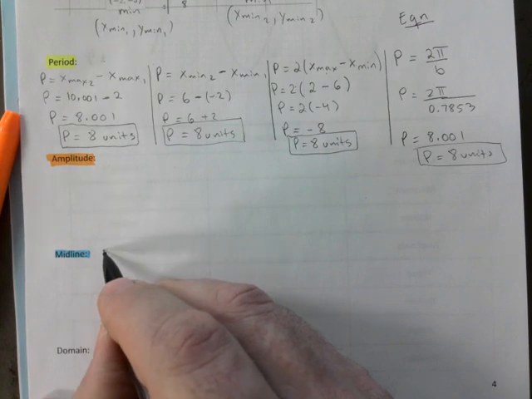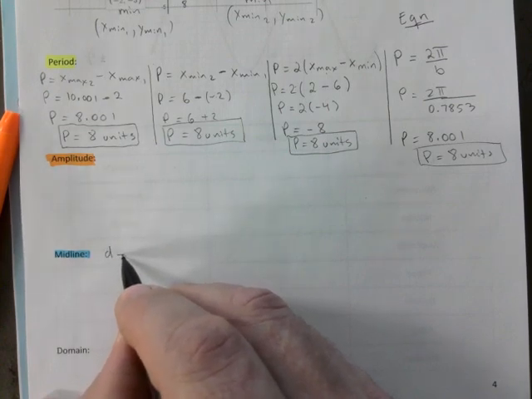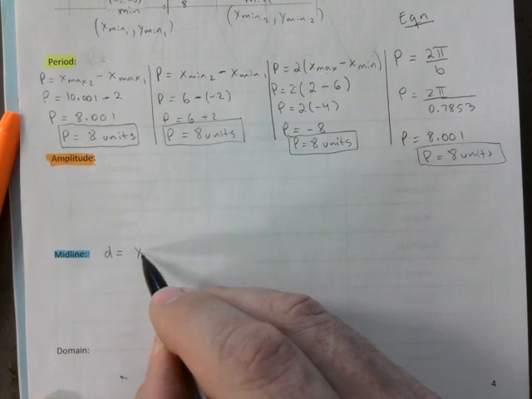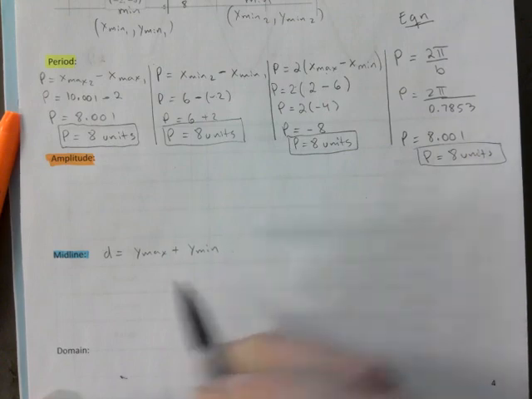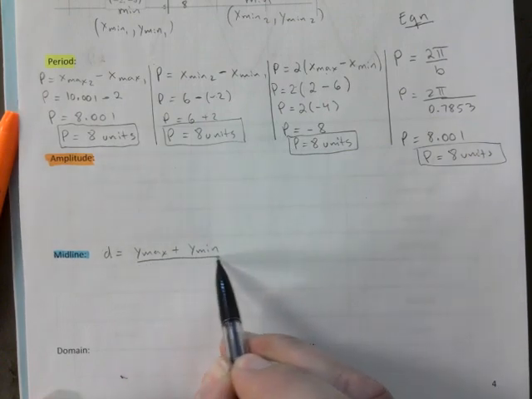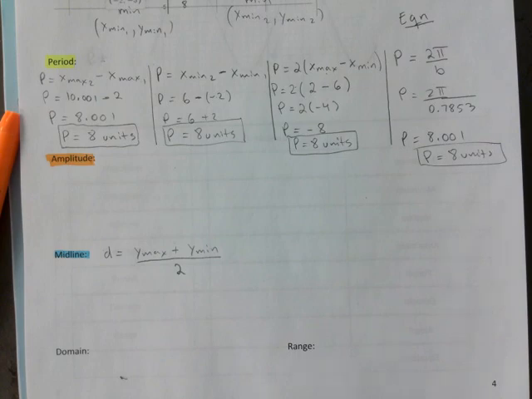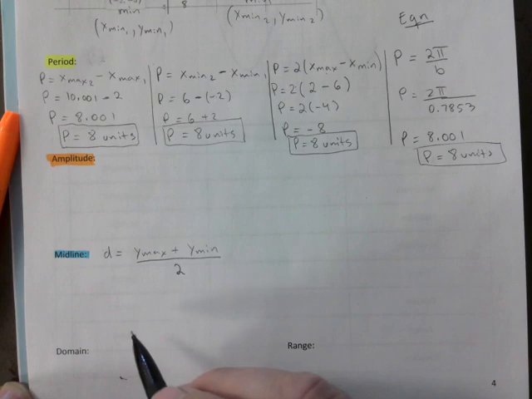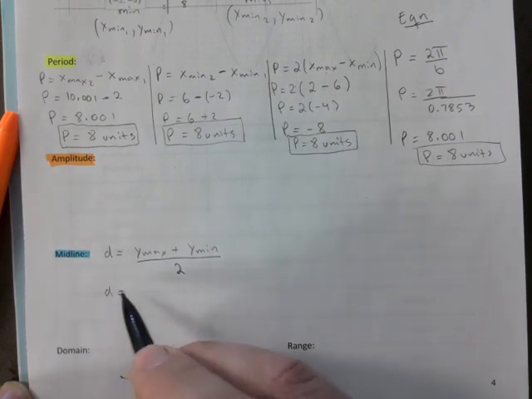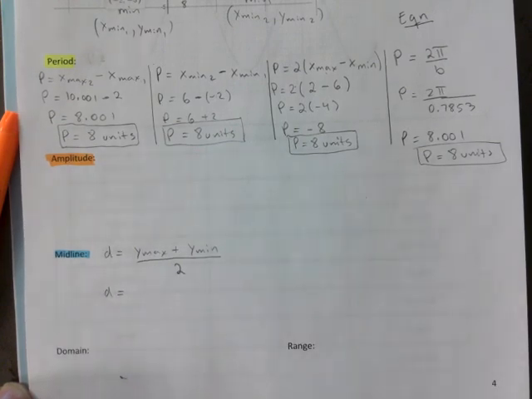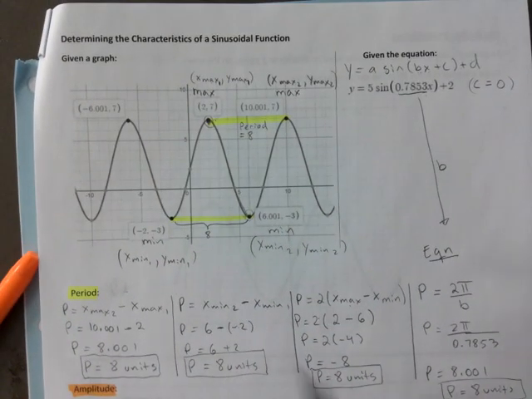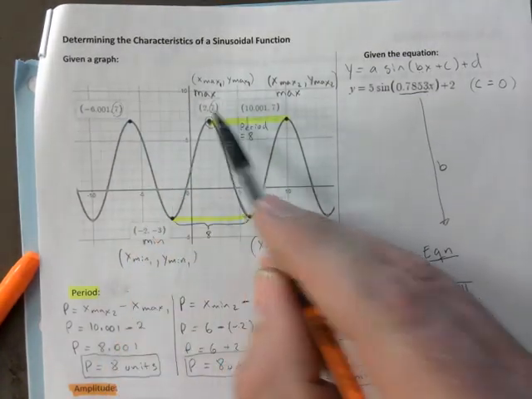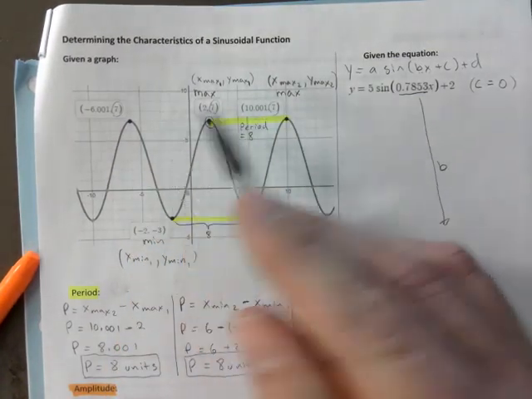What's midline? Midline is also known as D, and it is the Y max plus Y min divided by 2. So for D, what's the Y max? Does it matter which one we pick, Mr. Dirksen? The Y max is 7. It doesn't matter. It's always at the top, right?